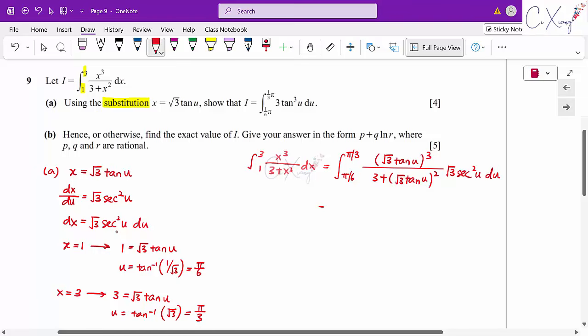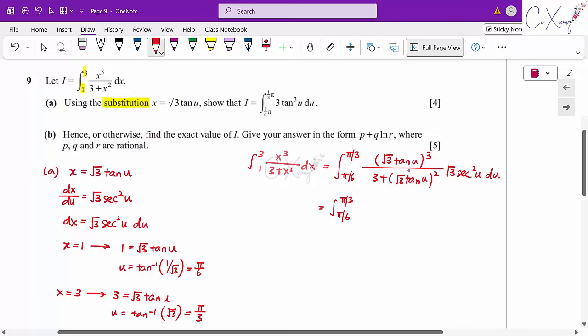For this particular step, we can see that we have successfully changed everything from x to u. That's the purpose of substitution. Then let us simplify further so that we can get a nicer equation like what they want us to show. So we expand all the brackets here.